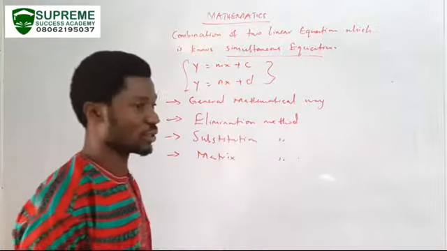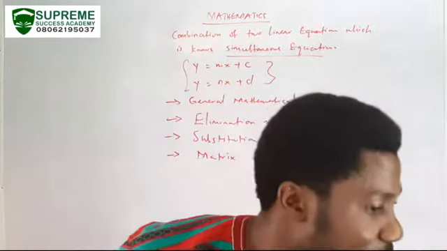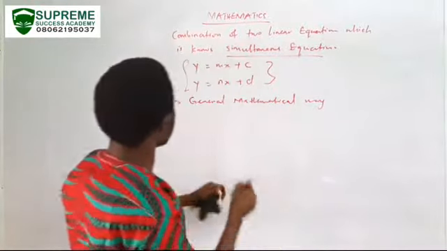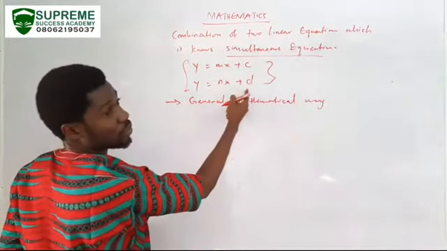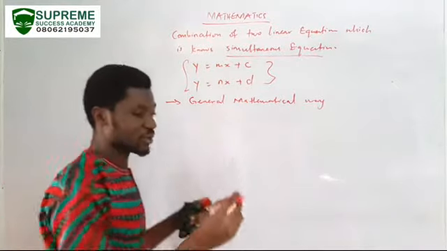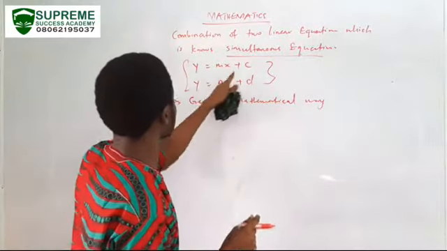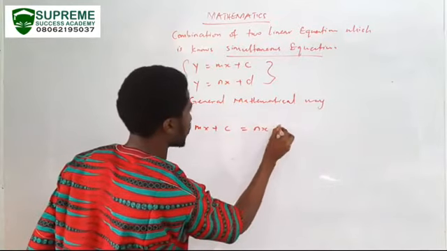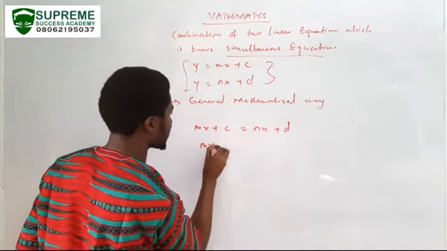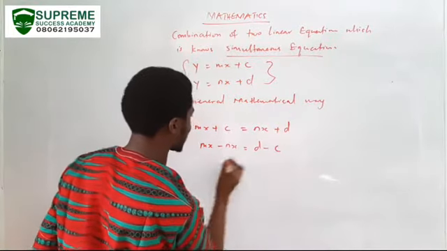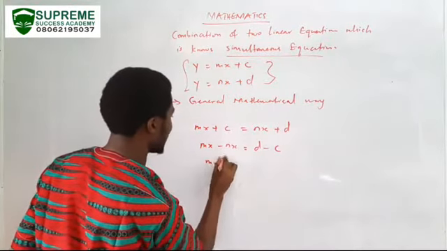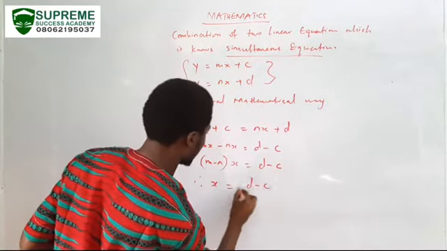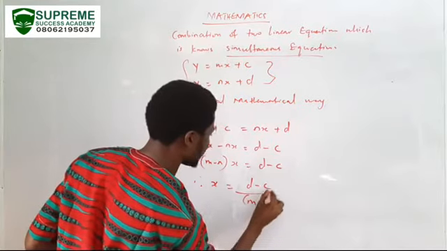Now let us pick the first one. If I'm talking about the general mathematical way, what am I saying? Now here I have y equals this and y equals this. You remember in mathematics, by the concept of equivalence relation, if y equals this and y equals this, then we can conclude that mx plus c equals nx plus d. Then we can collect that as mx minus nx equals d minus c. So factorizing, m minus n into x will be equal to d minus c. Therefore, x will be equal to d minus c divided by m minus n. I think this method is very straightforward.